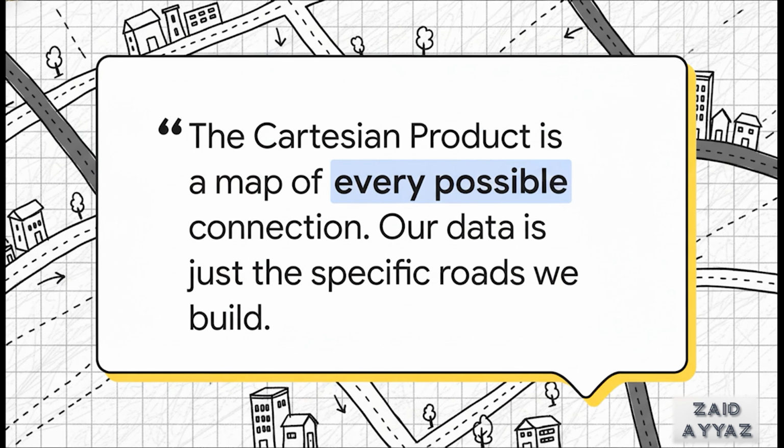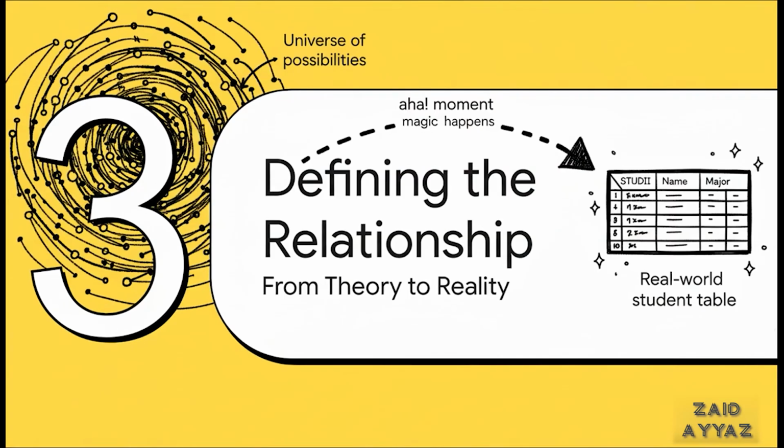Our actual database, the data we actually care about, is like us choosing which specific roads we want to pave and which houses we want to build on that grid. And that right there brings us to the big aha moment. This is where we connect that massive universe of possibilities, the Cartesian product, directly to our specific real-world student table. This is where the magic really happens.